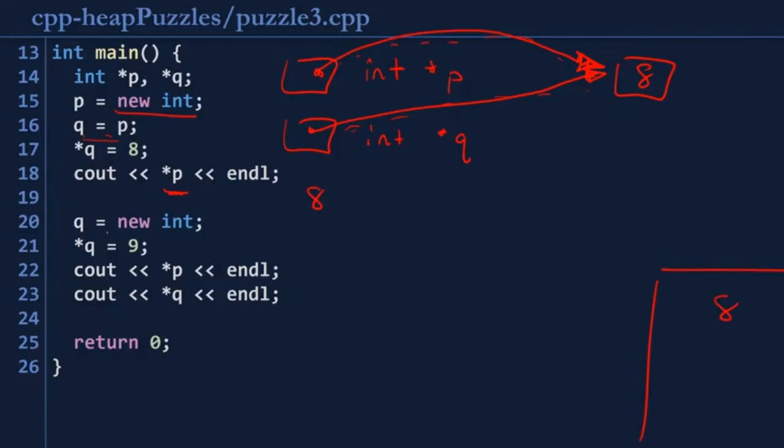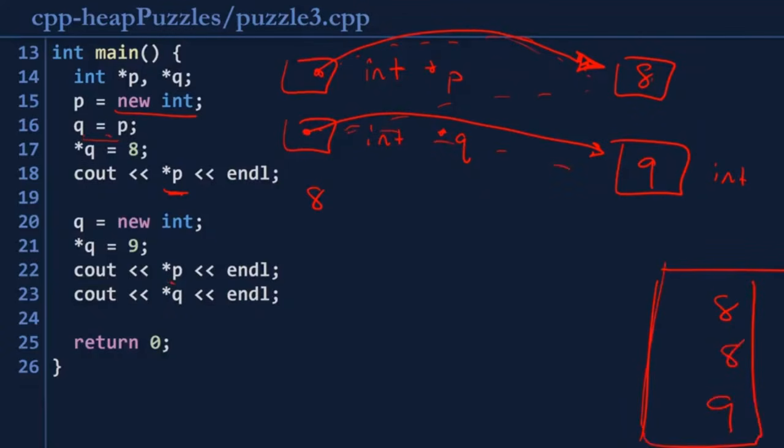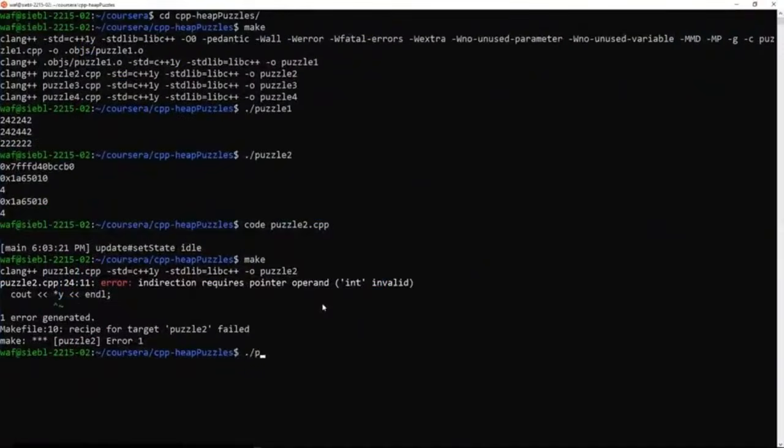Now we're going to say q takes on the value of a new integer. So q no longer points to the memory it pointed to before, but points to a new integer in heap memory. The value of dereference q is 9. And then we output the value of dereference p. Dereference p is 8. Dereference q is 9. So we expect the answer to this puzzle to be 889. Let's see if puzzle 3 gets us that result. Running /puzzle3, we see 889. It's exactly what we expect to see.